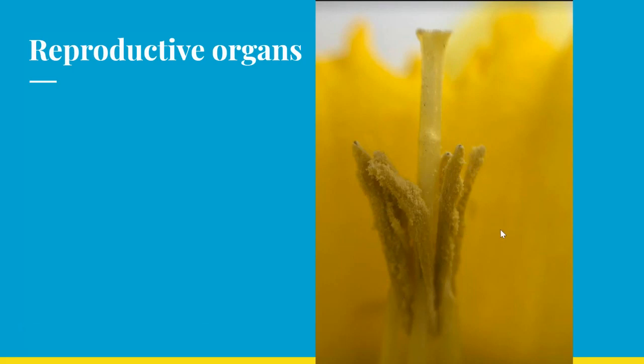Now, we said the leaves were in multiples of three. The stamen are in multiples of three as well. There's 6 stamen in the daffodil. And if you look at the pistil, even the pistil is in multiples of three. It looks like just one, but it's actually 3 pistils, 3 carpels that have fused together over the course of evolution.